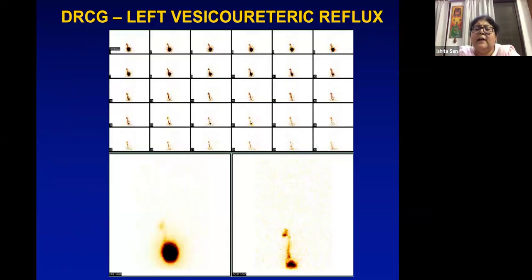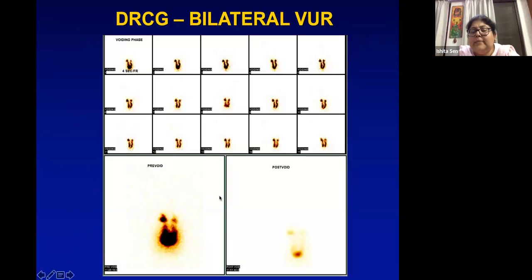So this is a patient who's got a left high-grade vesicoureteric reflux. You can see this is the full bladder, and the tracer is reaching up to the pelvis, and it is retained in the pelvis and the ureter even after the patient voids. This is again a patient with bilateral vesicoureteric reflux, and you can see that both the ureters are dilated, and you find the tracer in the renal pelvis bilaterally.